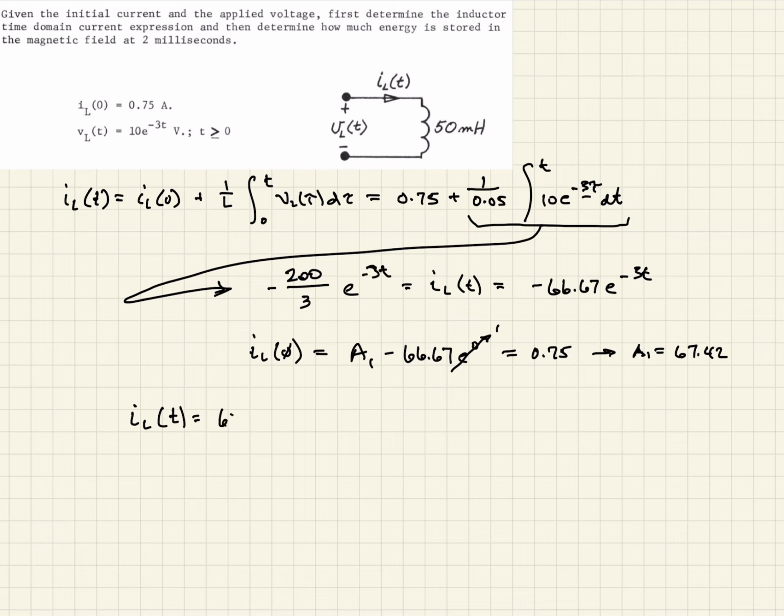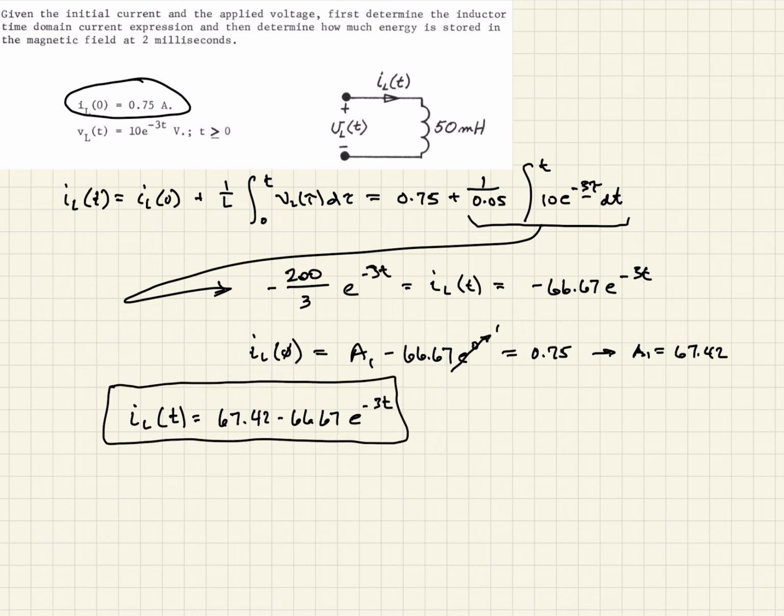So now we have our general expression for the current across the inductor with respect to time. It's going to be 67.42 minus 66.67 e to the minus 3t. So this satisfies our boundary condition. When we put t equals 0, we get what our value is there. And so this is our general expression for our current.